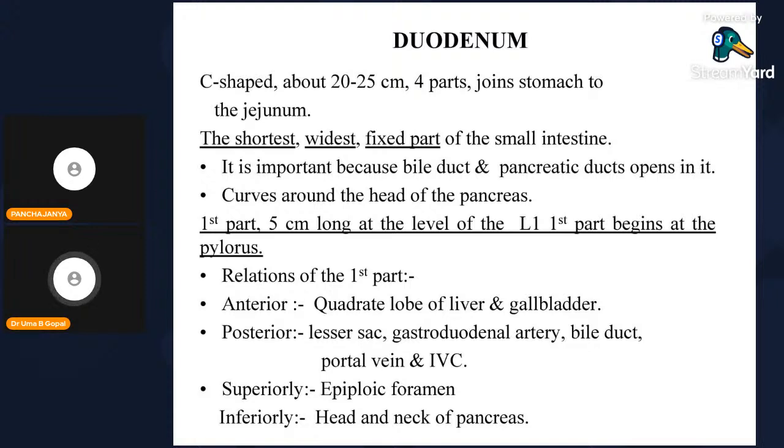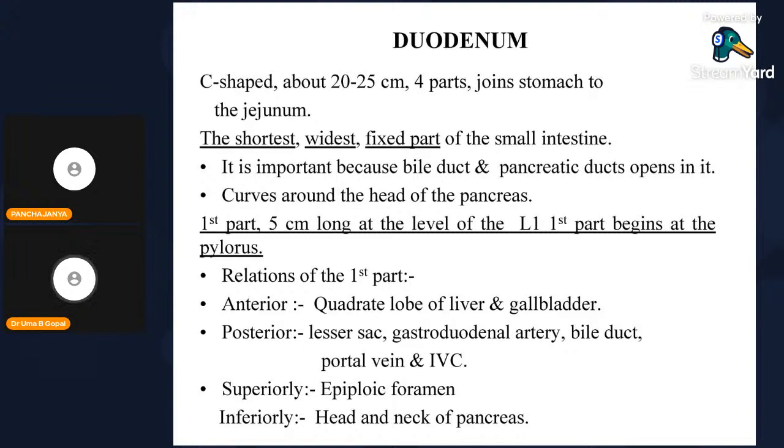Now going on to the duodenum: C-shaped, most curved, shortest, and the most fixed part of the small intestine. After the stomach, it will be the duodenum. Starts 1.2 centimeters to the right of the median plane at the gastroduodenal junction, 20 to 25 centimeters in length. 4 parts join stomach to the jejunum. Shortest, widest, most fixed part of the small intestine.